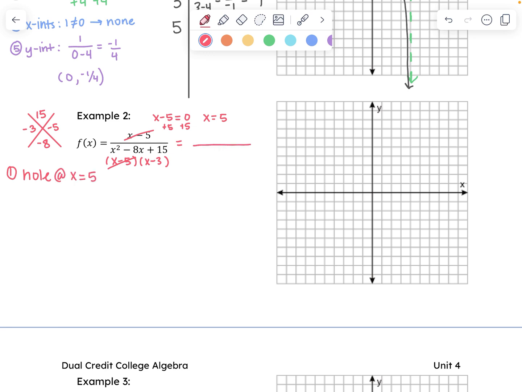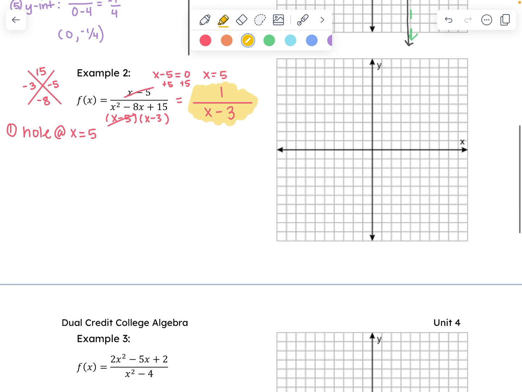And for the rest of the problem, I'm going to use what's left. So that means in the top, I'm left with just 1, because that x minus 5 was canceled out. And in the bottom, I'm left with x minus 3. So for the rest of the problem, I'm going to use this fraction right here to find all my asymptotes and my intercepts and graph it.